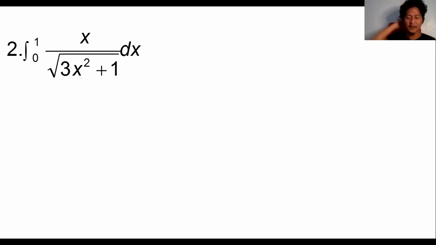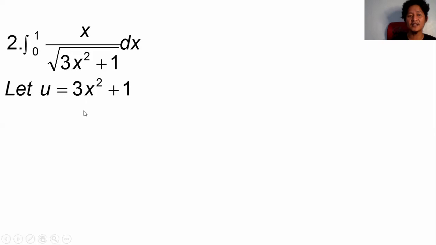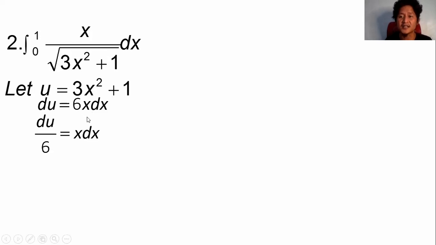So notice, if I let u to be 3x squared plus 1, what happens? So I can get the derivative of both sides. So du will be 6x dx, right? Tama ba to? Now, kung titingnan nyo sa ating integral, meron kang 3x squared plus 1 sa denominator at meron kang x dx. So kailangan mo makuha yung x dx. So meron ka ng x dx dito, so I can just divide both sides by 6. So mangyayari, du over 6 is x dx, right?